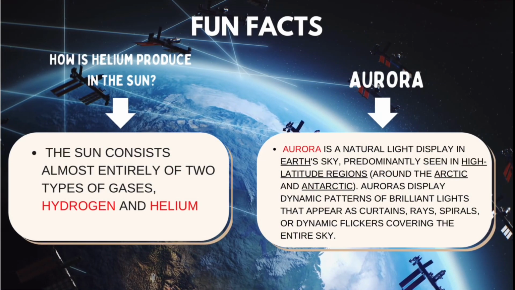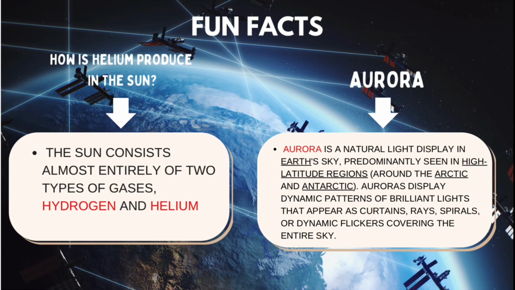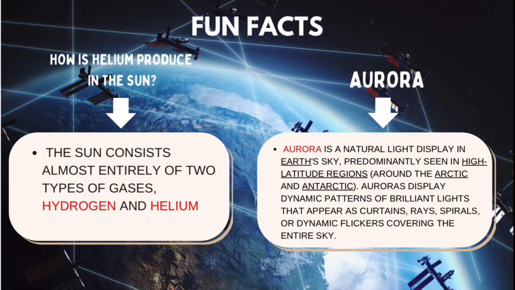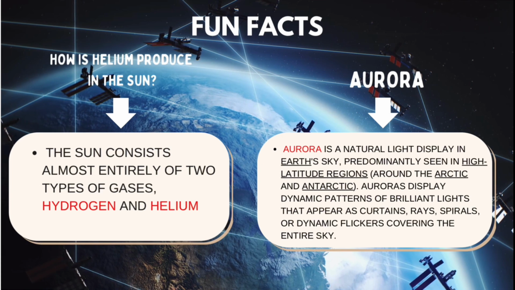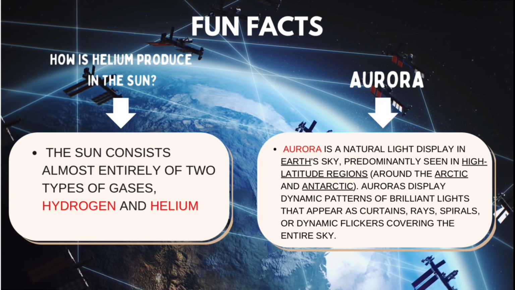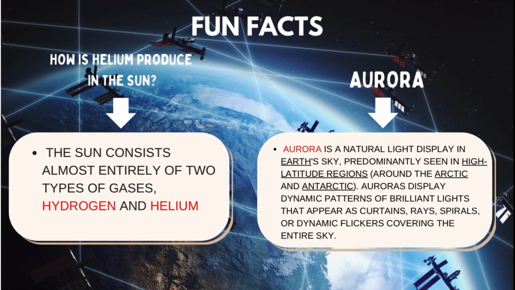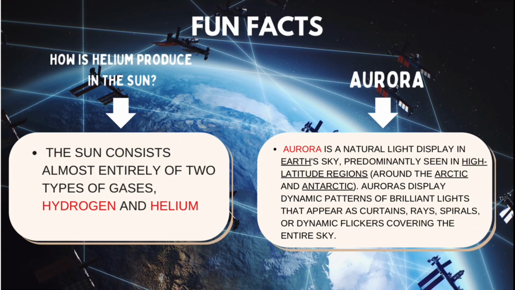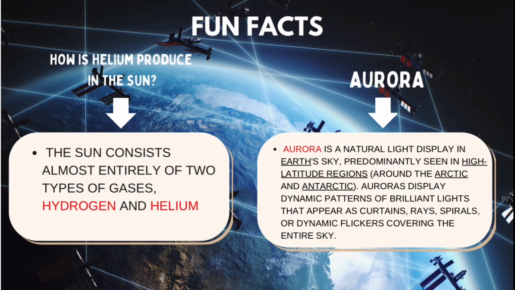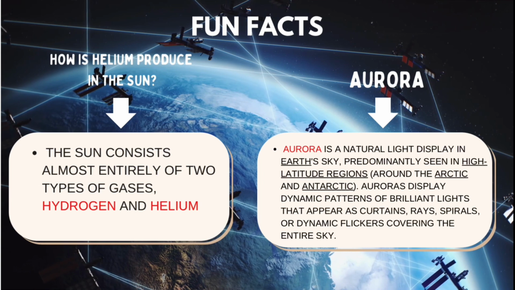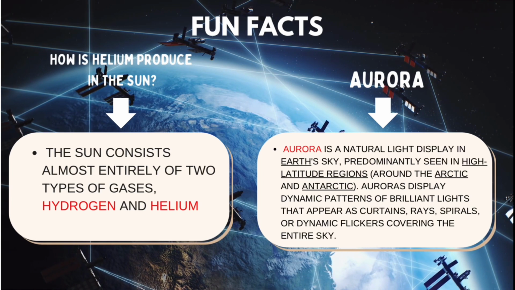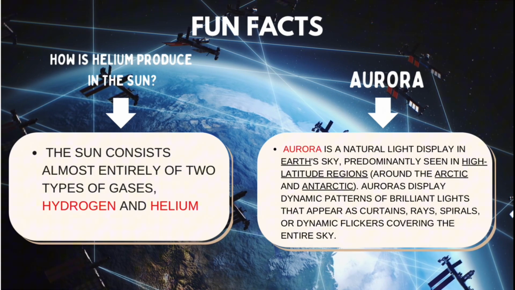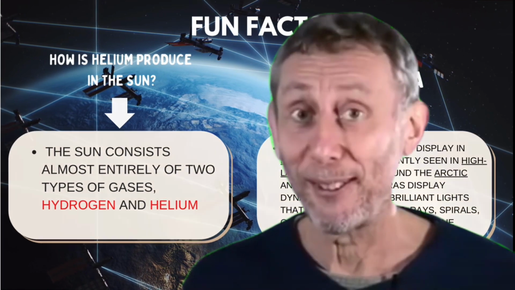Here are some fun facts about this chapter. How is helium produced in the sun? The sun consists almost entirely of two types of gases, which are hydrogen and helium. How about aurora? Aurora is a natural light display in Earth's sky, predominantly seen in high latitude regions. Auroras display dynamic patterns of brilliant lights that appear as curtains, rays, spirals, or dynamic flickers covering the entire sky.